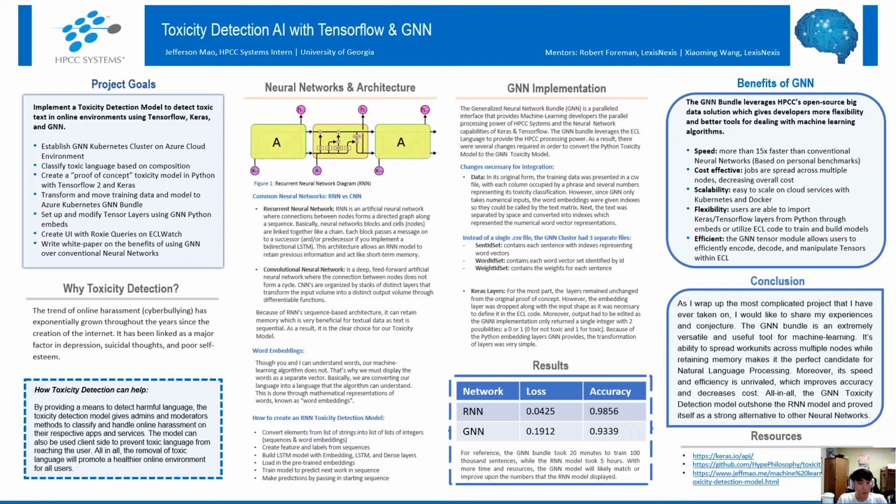Next, I wanted to create a proof of concept in Python to see if this idea would work. Following that, I would transform and move all the training data and the model from Python to Azure Kubernetes and GNN. Next, I would set up and modify the tensor layers using GNN Python embeds, and finally, I'd create a UI with Roxie queries on ECL Watch. That isn't the last goal though, because there is one I'm still working on, which is to write a white paper on the benefits of the generalized neural network over conventional neural networks such as RNN and CNN.